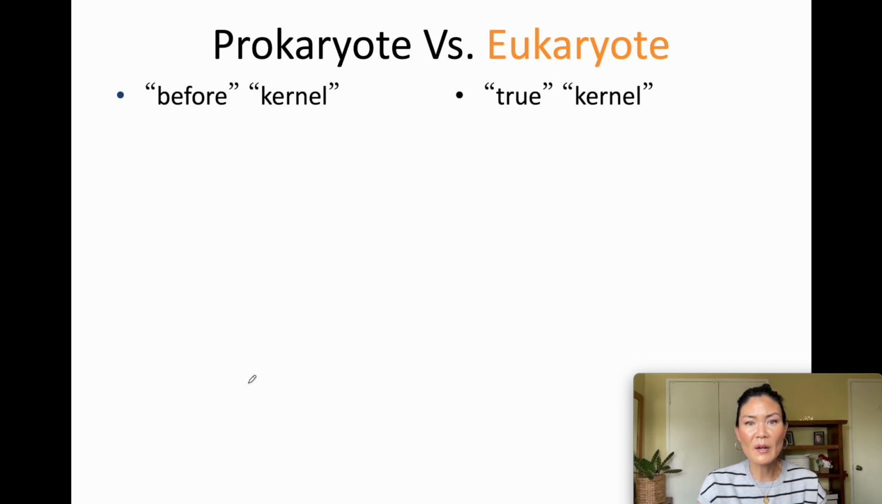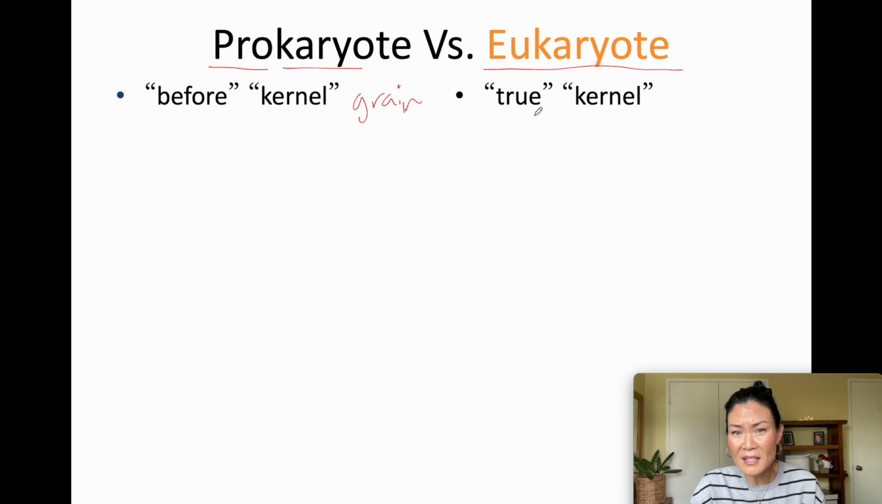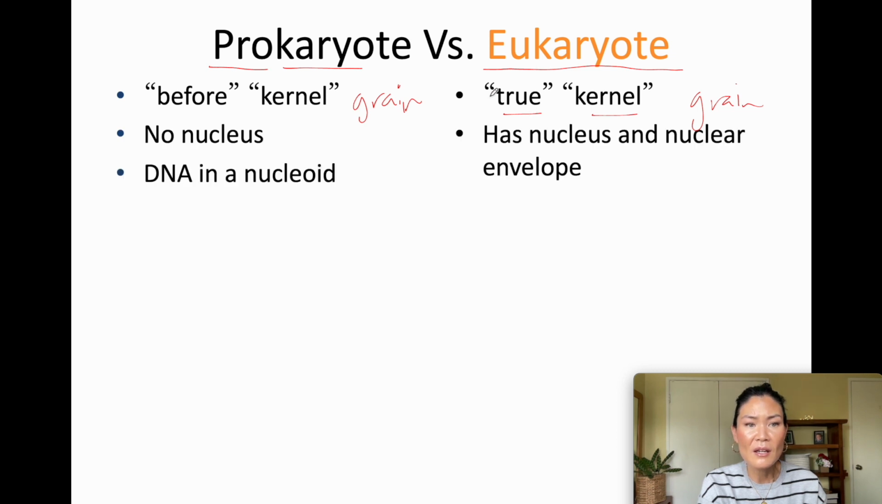So when we compare prokaryotes versus eukaryotes, that word pro means before, karyo refers to kernel or grain, okay? Back in the early scientific days, when they were looking at cells under a microscope, they noticed that with human cells, they could see some kind of grain in the middle of the cell, the kernel. The karyo refers to the kernel, like a little dot inside the cell. And so that dot turned out to be a nucleus. So eukaryotes, we have a nucleus.